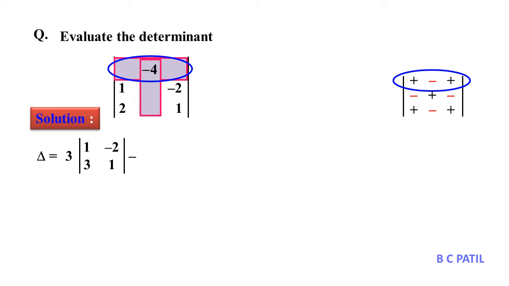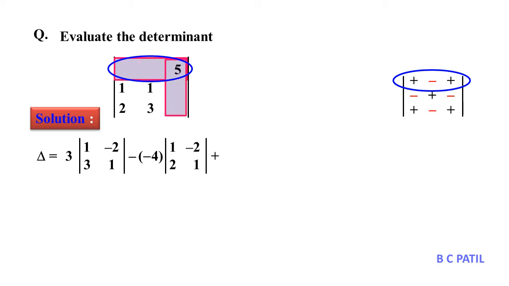Next sign minus. Element is minus 4. Minus 4 into delete its row and its column element. Remaining values are 1, minus 2, 2, 1. Next sign plus 5 into determinant of 1, 1, 2, 3. 3 into determinant of 1 minus 2, 3, 1 value. 1 into 1, 1. Minus 3 into minus 2, minus 6.